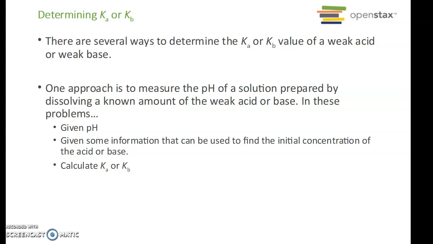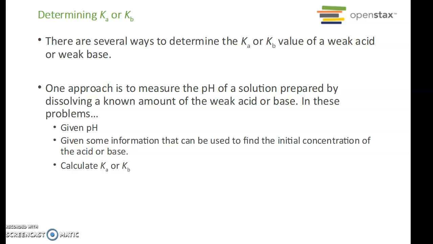Continuing on with our discussion, there are several ways to determine the Ka and Kb value of a weak acid or weak base. One approach is to measure the pH of a solution prepared by dissolving a known amount of the weak base or acid. In these problems, given a pH or given some information that can be used to find the initial concentration of the acid and base, you can then calculate Ka and Kb. And there are a few examples in your text for that.